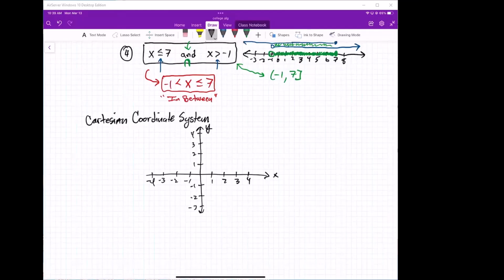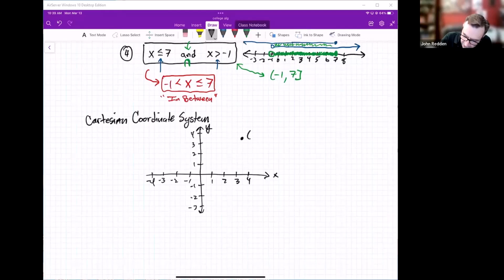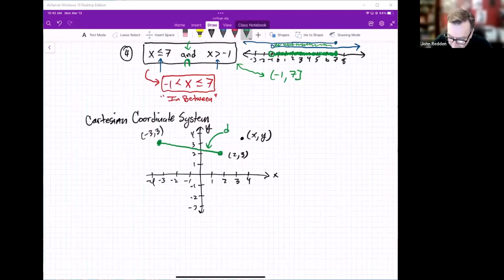Right? And so any ordered pair, any point in the Cartesian coordinate system looks like x comma y, like an ordered pair, right? So for example, 2, 3 might be here. And then say -3, 3 might be over here. Okay. And so in the Cartesian coordinate system, what you can do is connect two dots anywhere you're at. When you connect two dots, you can actually find the distance between 2 points. All right. And so that's your distance formula.